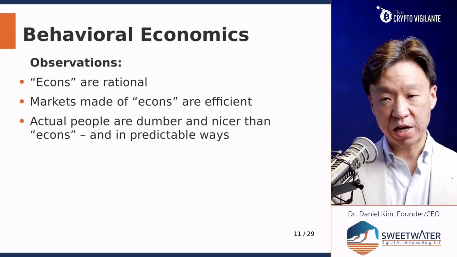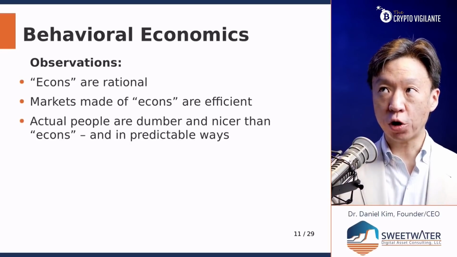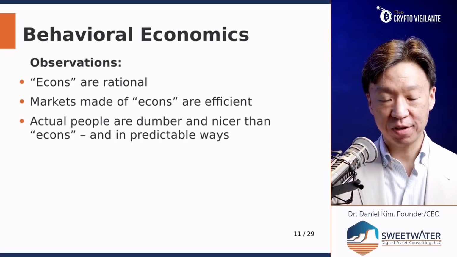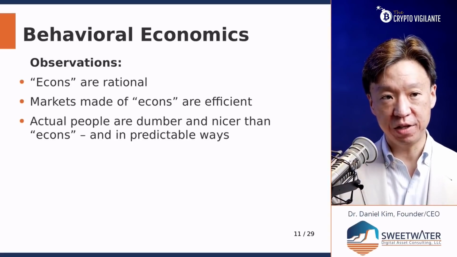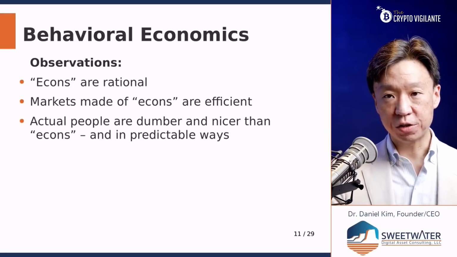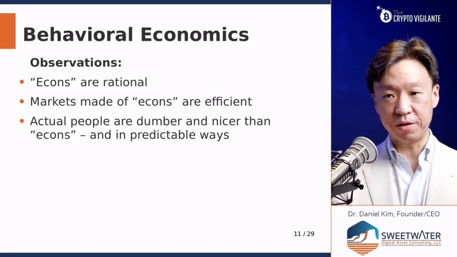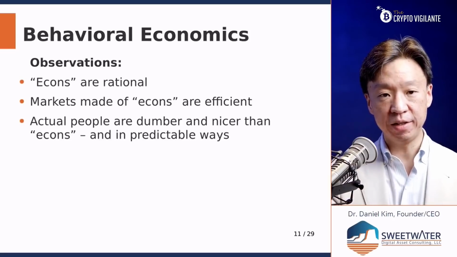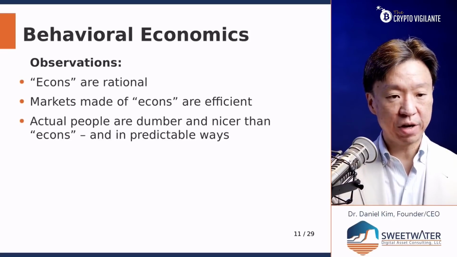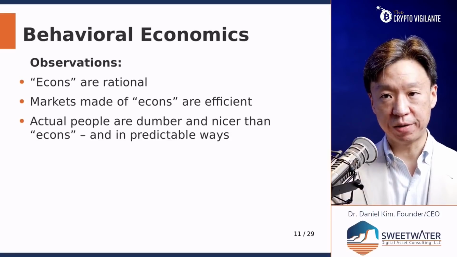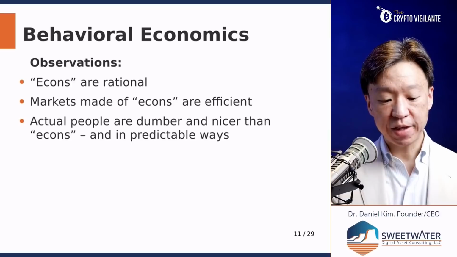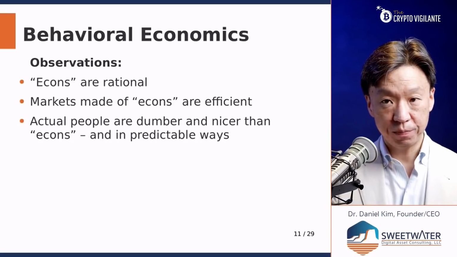Econs are rational, and econs are the word for the fictitious human-like forms that are hypothesized in the old school neoclassical economics. So econs, you could think of like Dr. Spock, right? They're kind of robot people. They make perfect decisions under data, and they would never do anything to sabotage their own self. So econs are rational. Markets that are made of econs are efficient.